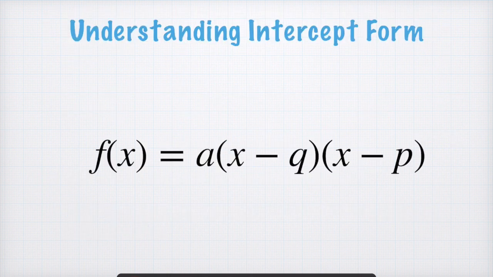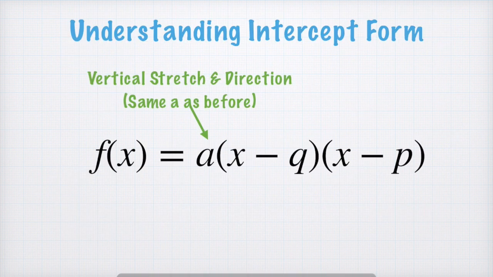So let's understand intercept form really quickly. Our a is the same exact thing that we've been using before in standard and vertex form. It tells us how much we're stretching it and what direction it's going. If it's a positive number, then it's going to be concave up. If it's negative, then it's concave down.